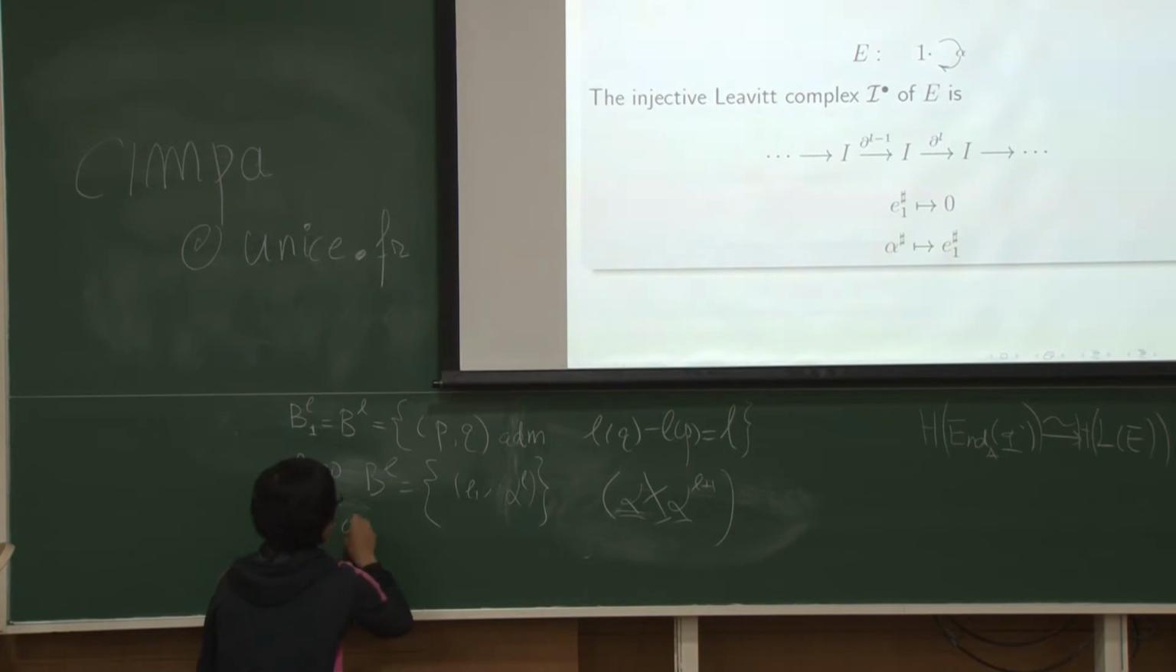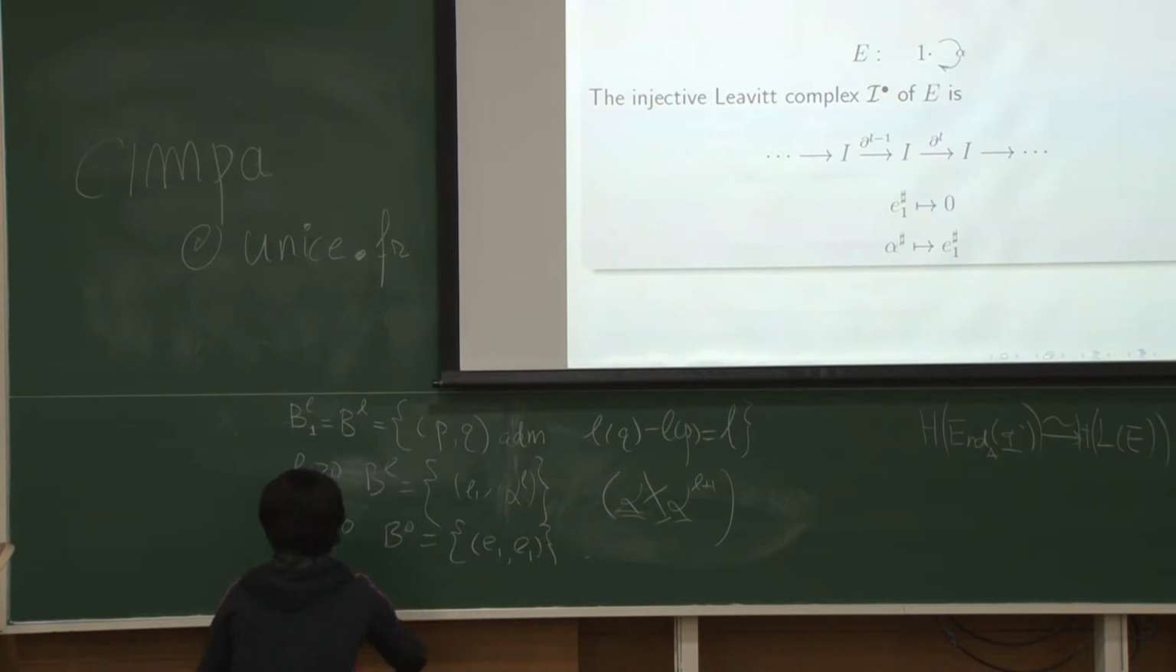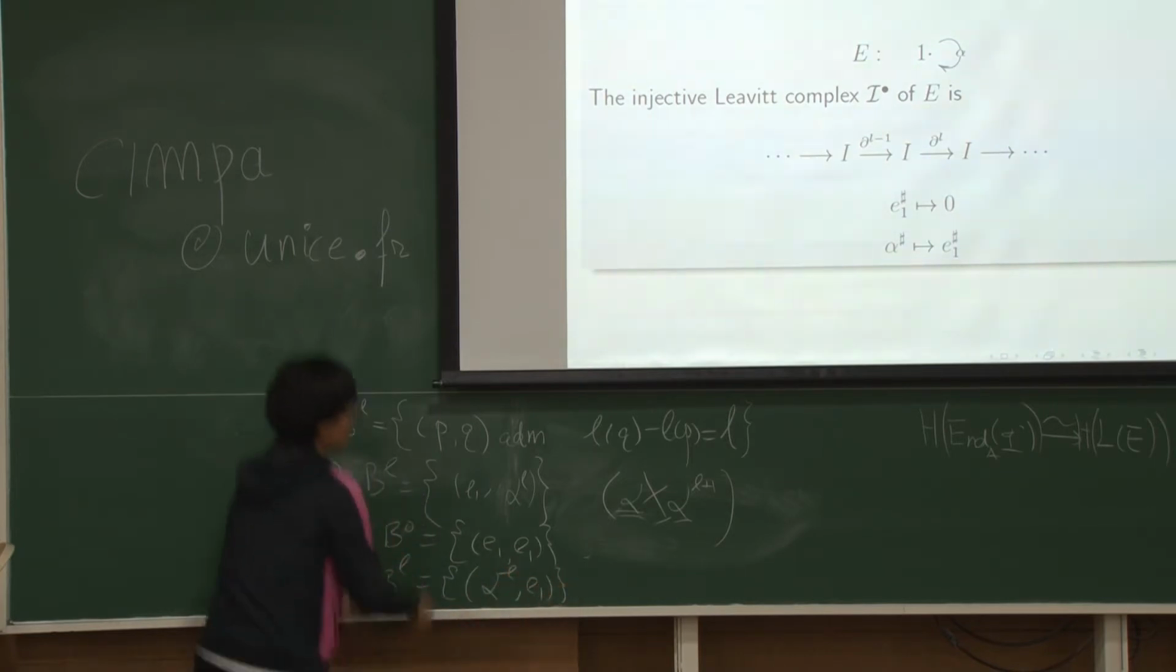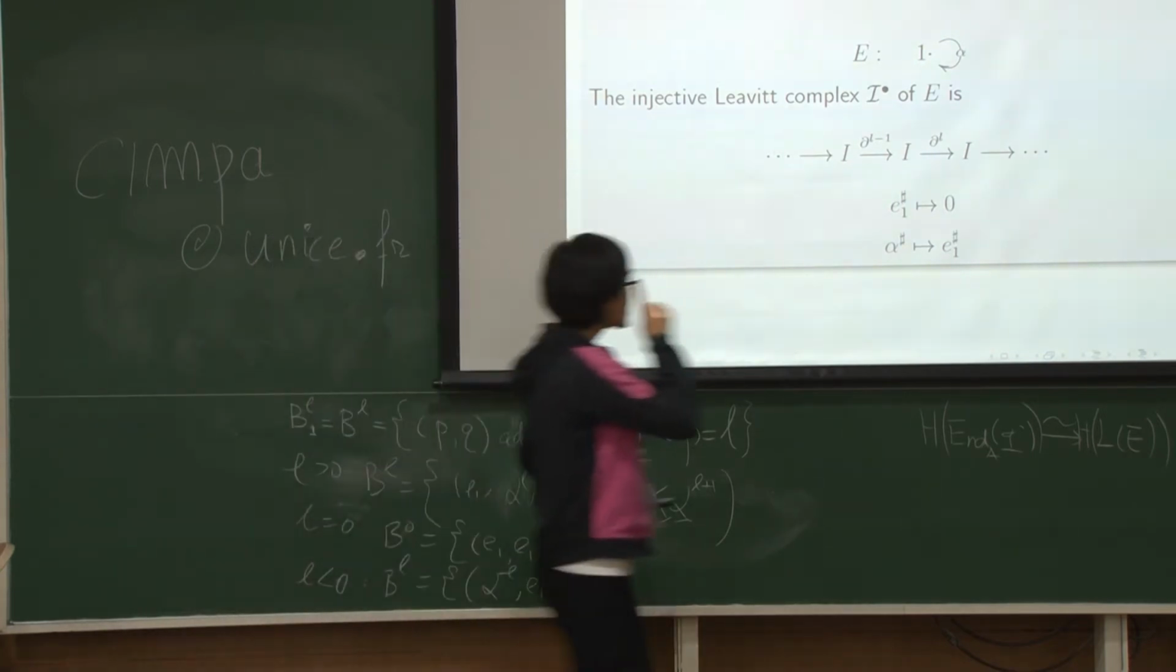And when L is 0, we have BL. B0 in fact just contains U1. When L is negative, we have BL, it just contains alpha minus L and U1. So we only have one element for each set.